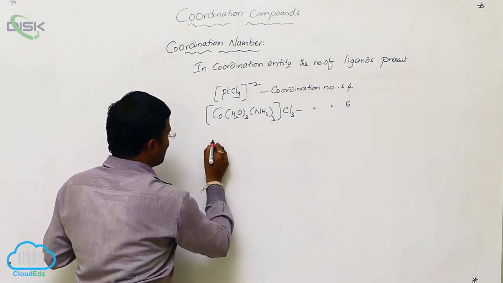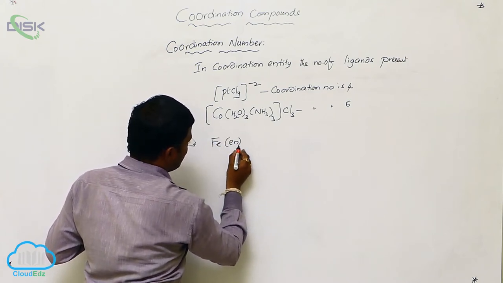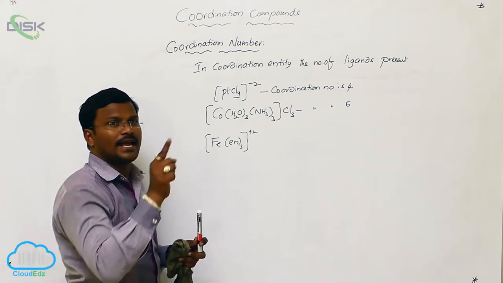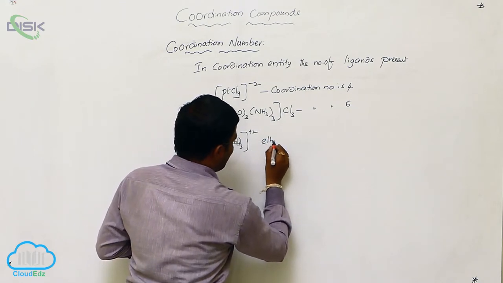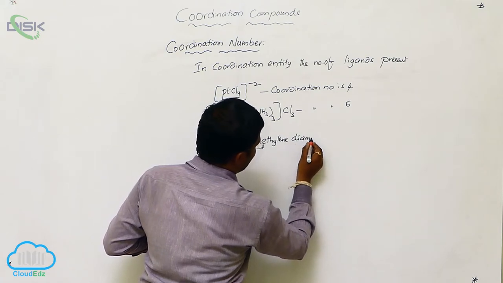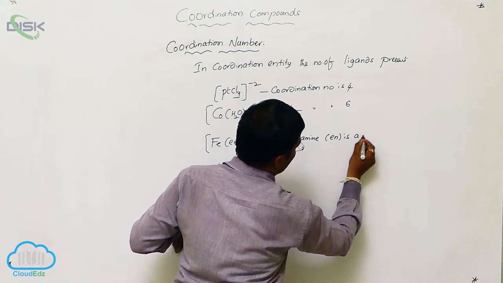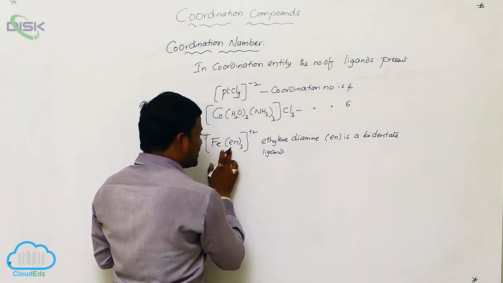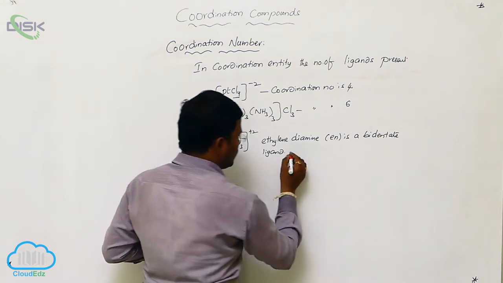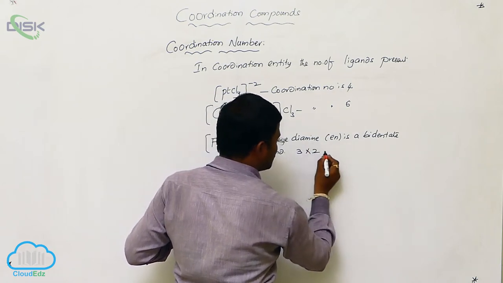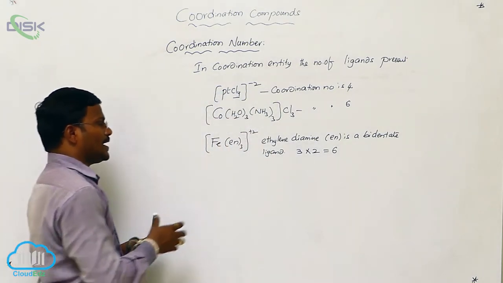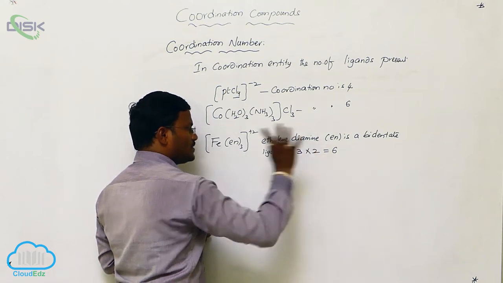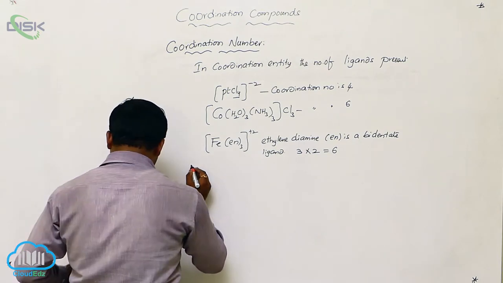Similarly, in special cases, for example Fe(en)3 2 plus. What is this? En means ethylene diamine. Ethylene diamine, that is en, is a bidentate ligand. How many ethylene diamine molecules are present within the sphere? 3. So, 3 ligands, each ligand is bidentate, that is 2, equals 6. That means the coordination number expected is 6 because of the bidentate character of ethylene diamine. The total is 3, each with bidentate, 3 into 2, 6.